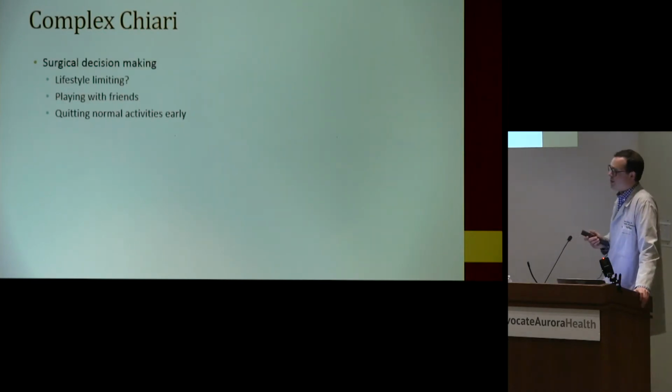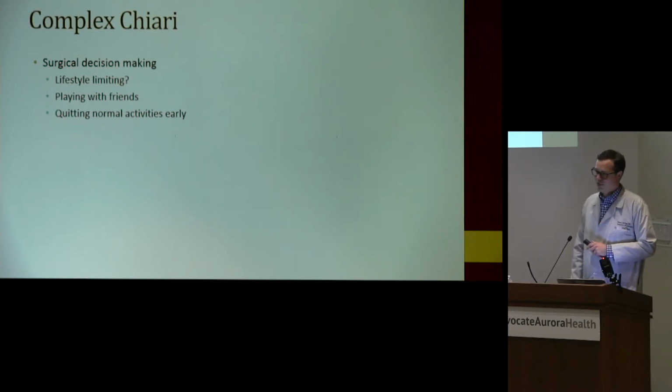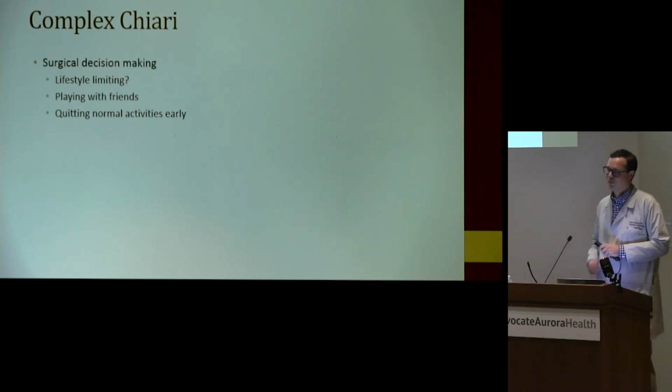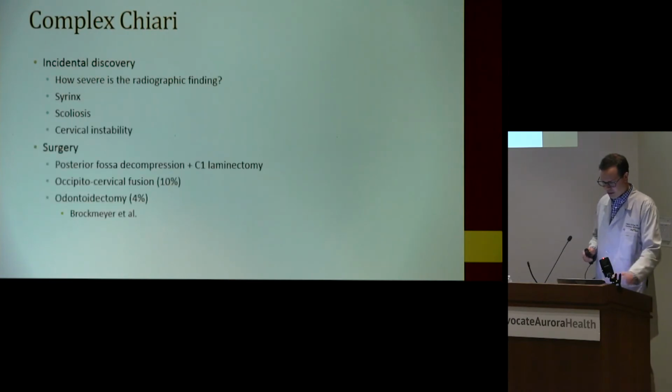And then how do you make a decision about what to do? Well, fortunately, it really comes down to the same kind of decision-making process you'd use for a Chiari I. So, how bad does it look? How bad are their symptoms? Is it altering kids' lifestyle, are their symptoms limiting how they can play with their friends? They have to stop playing before they want to. Are they missing school because of symptoms related to this, et cetera, et cetera. So that part is essentially the same.